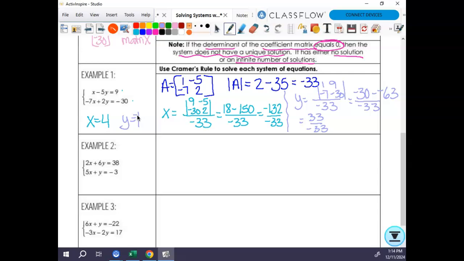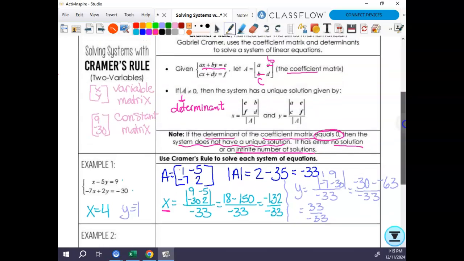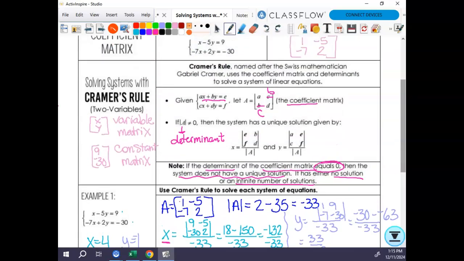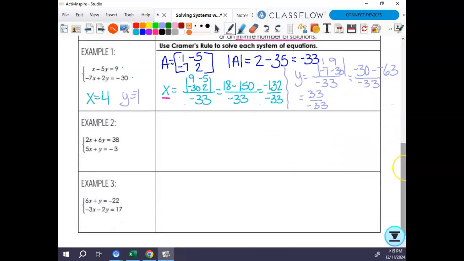What questions we got? We good? Okay. Do we understand how to make the new things we're making a determinant out of? How to come up with these? If I'm looking for X, I take out these, because up here, look again, when it's actually written correctly, A and C, this first column goes with my X's. The second column goes with my Y's. So when I'm looking for X, I replace X with the constants. When I'm looking for Y, I replace Y with the constants and leave the rest from my coefficient matrix.